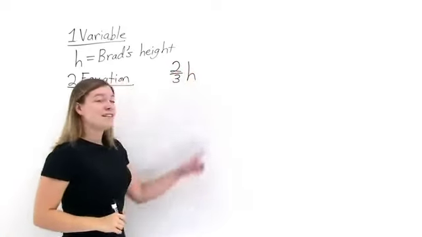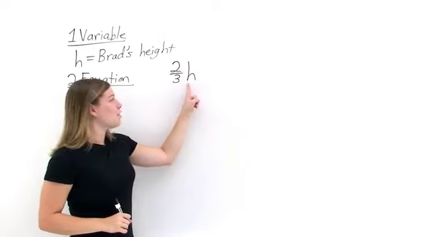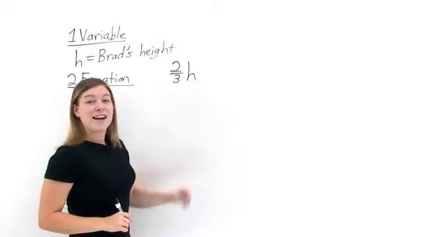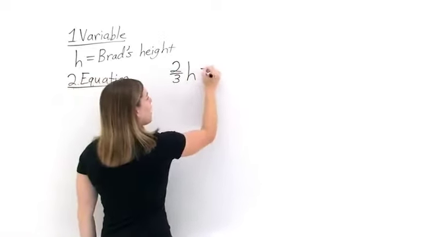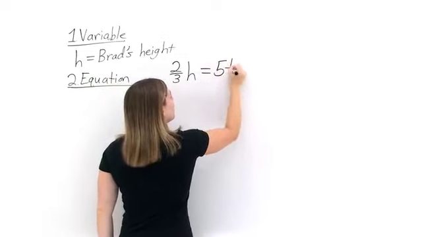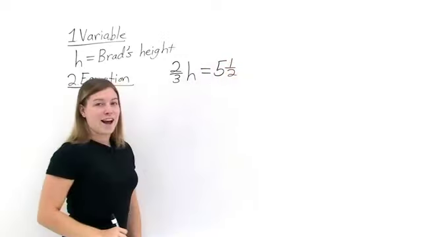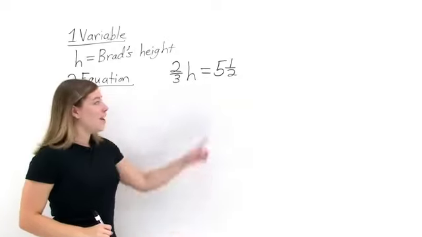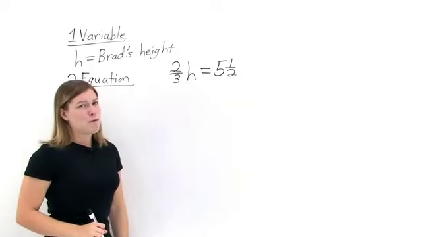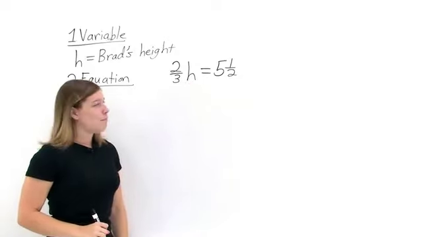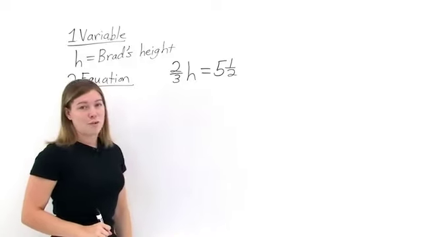This right here is his height 2 years ago, 2/3 as tall as he is now. And his height 2 years ago was 5.5 feet tall. So this equals 5.5. Now we have an equation that includes h. But before we can solve for it, let's look at it. We have this mixed fraction of 5.5.